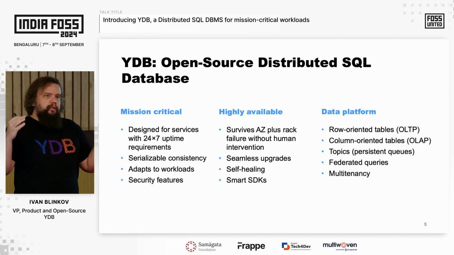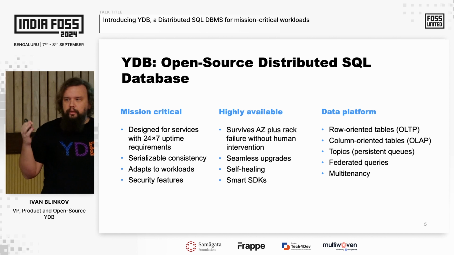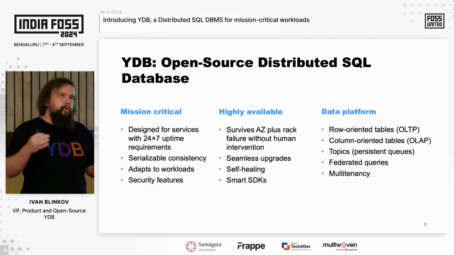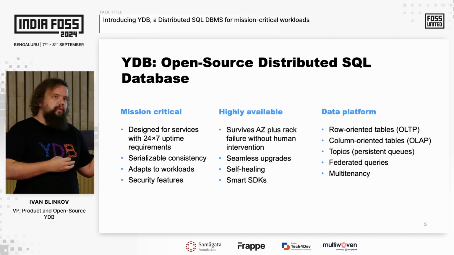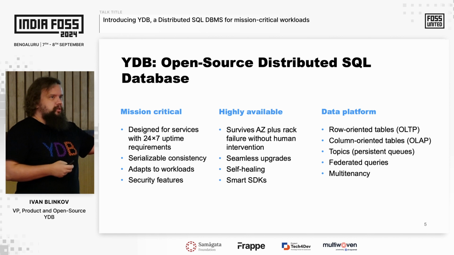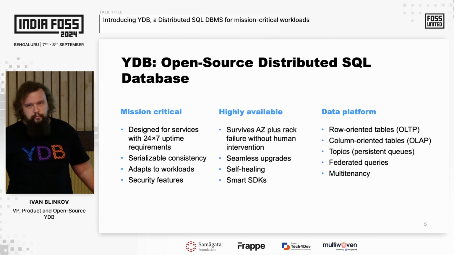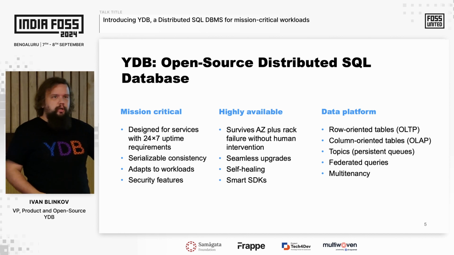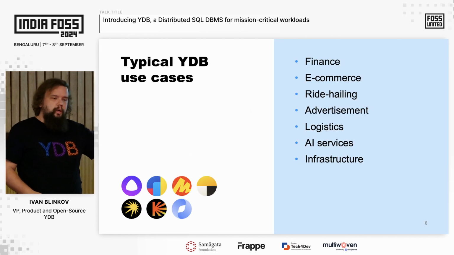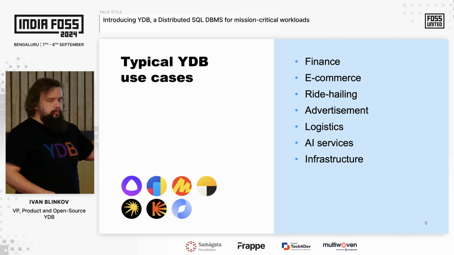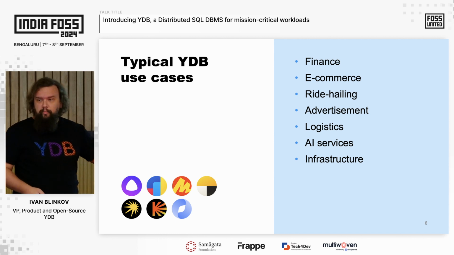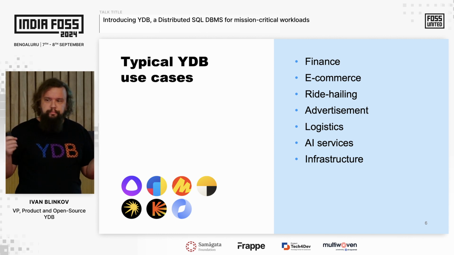Initially, YDB started as a transactional database, but over the years, it grew to be more like a data platform with a bunch of extra features like column-oriented tables for analytics, topics similar to Apache Kafka topics, federated queries, and so on. On the slide, you can see typical industries that use YDB, and also a bunch of user logos that you likely won't recognize because they're from different parts of the world.